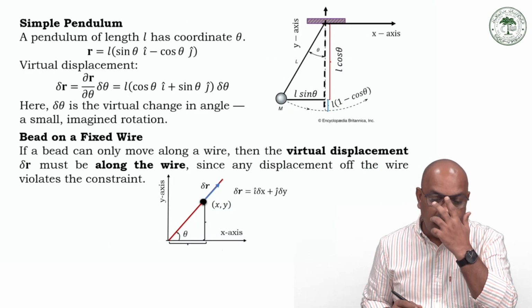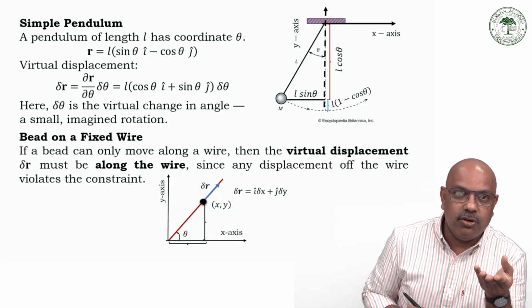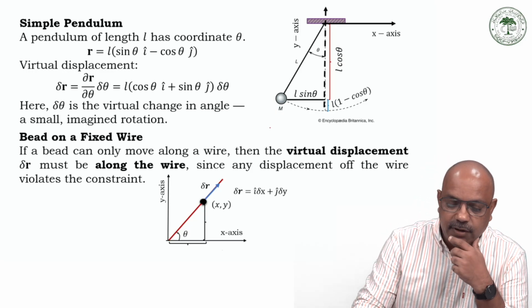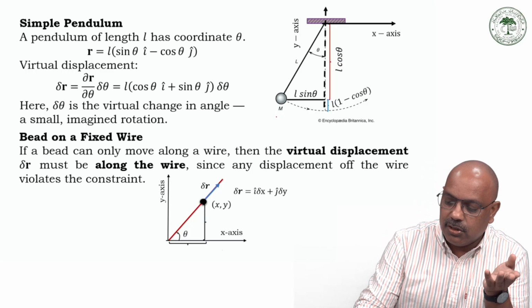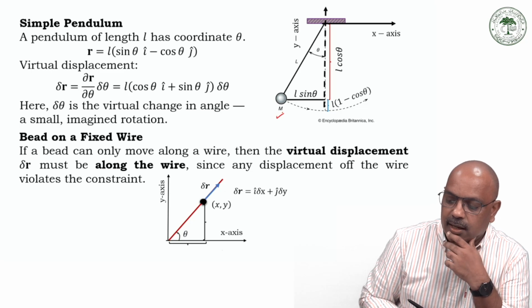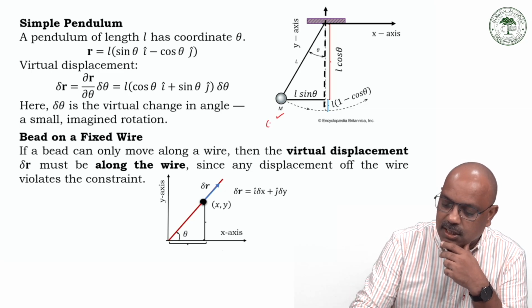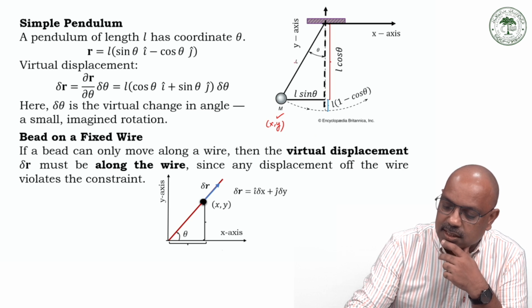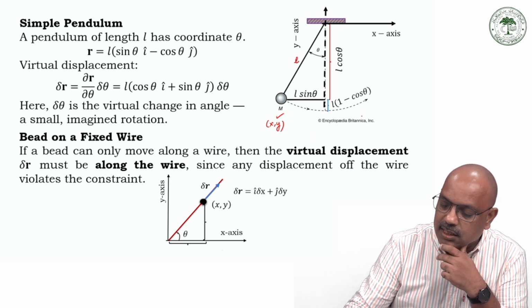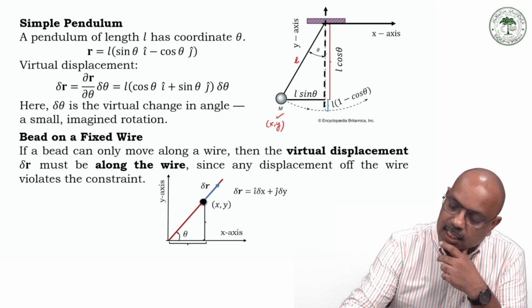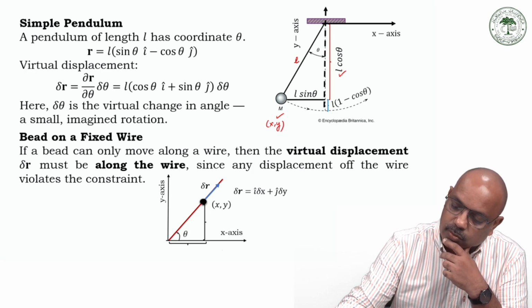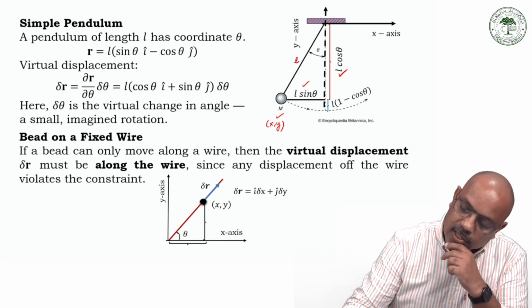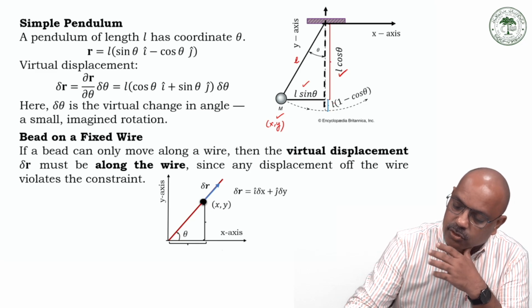For example, if you consider a pendulum with mass m, the position of this pendulum can be represented by x and y components. So if you see, this length is L, okay, this is delta theta. So this is angle theta, so this side is going to be L cos theta, and this side is going to be L sin theta, okay.